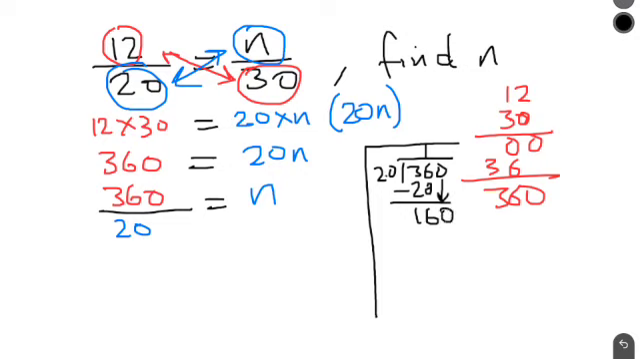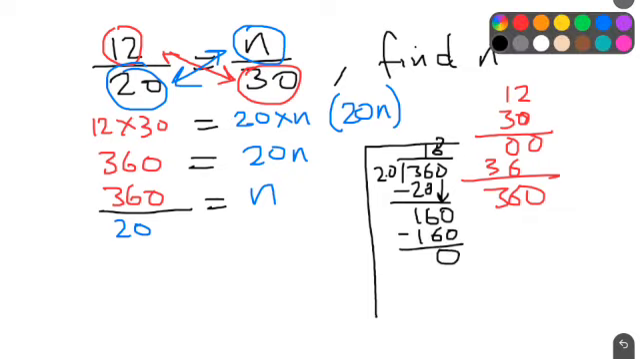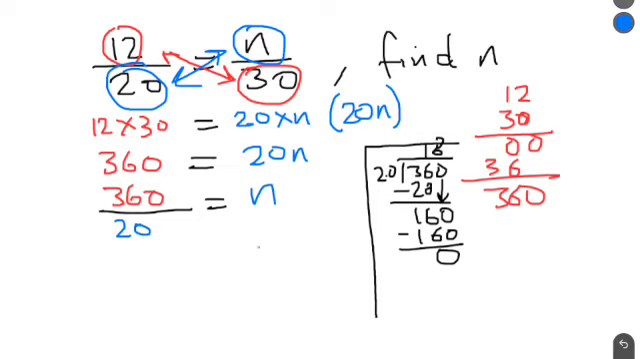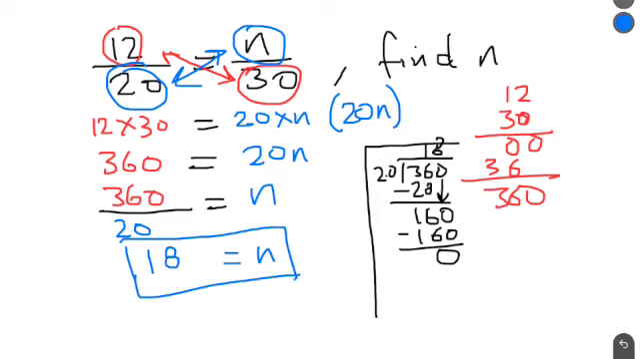20 goes into 160 8 times. It should be 8 times. So 20 times 8 is 160, remainder 0. So what we're saying now is that this n value is equal to 18. So this is an example of how we use the proportion principle to find the unknown value. Okay, let's just do another example.